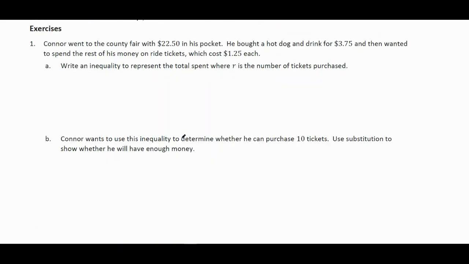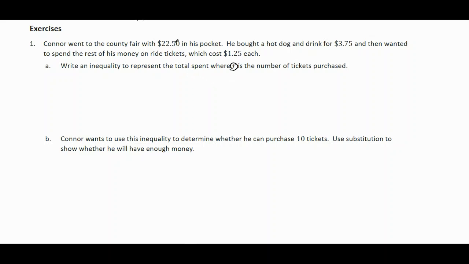Now, exercises. Number 1. It says here, Connor went to the county fair with $22.50 in his pocket. He bought a hot dog and drink for $3.75 and then wanted to spend the rest of his money on ride tickets, which cost $1.25 each. Write an inequality. To answer letter A, it says here, write an inequality to represent the total spent where R is the number of tickets purchased. So it means we're going to use the variable R on this particular problem.